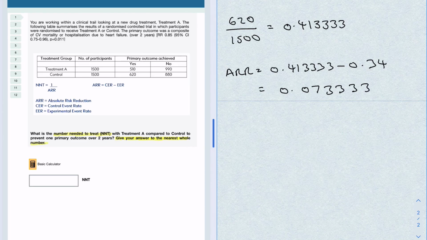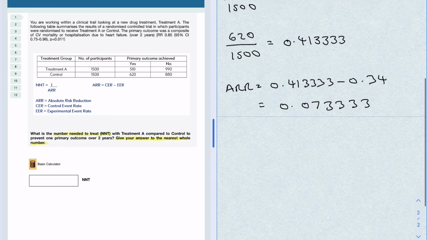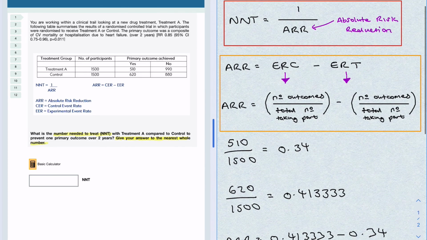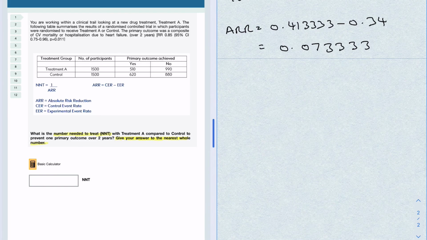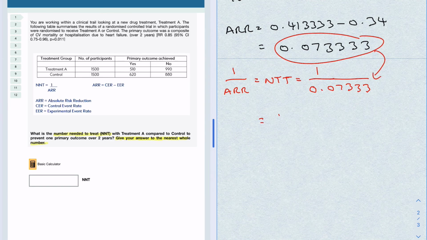So now that we've calculated the absolute risk reduction, what we do now is we take our formula in the red box up here where NNT equals 1 over ARR, the absolute risk reduction. I'm going to write this out again just so that you can see and understand what I'm doing. So 1 over the ARR, so 1 divided by 0.07333, which was taken from here, gives me an answer of 13.636 and so forth.